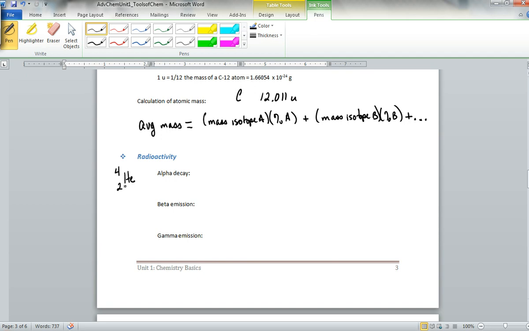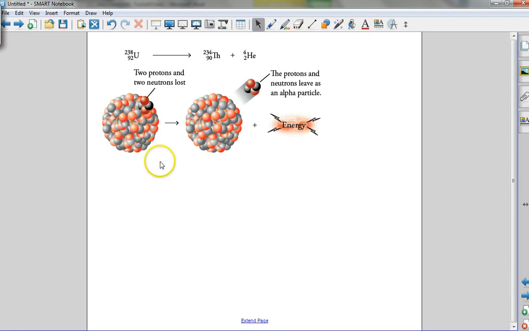So an alpha particle, while it's referred to as an alpha particle, could also be referred to as a helium nucleus. So if you have something that is undergoing alpha decay, you are going to have this grouping of 4 particles breaking off from the central nucleus. So 2 protons and 2 neutrons being lost.